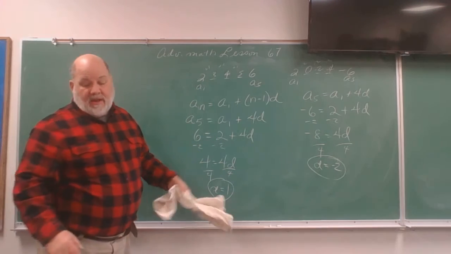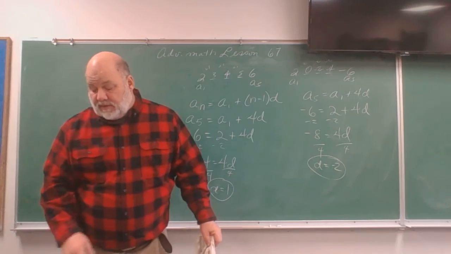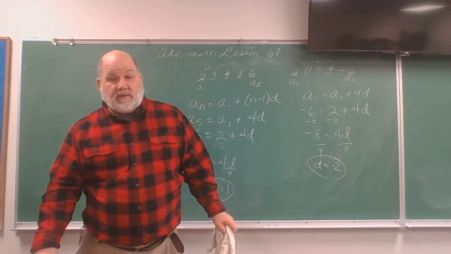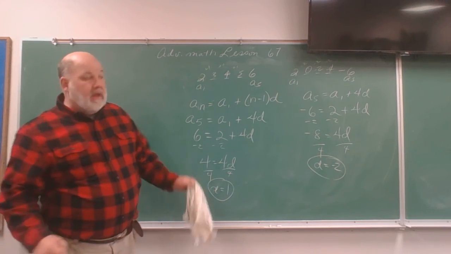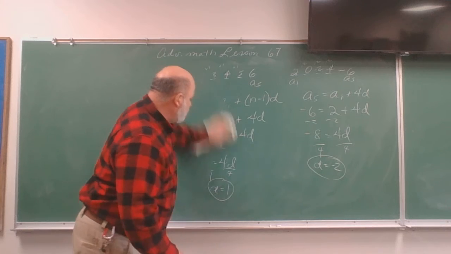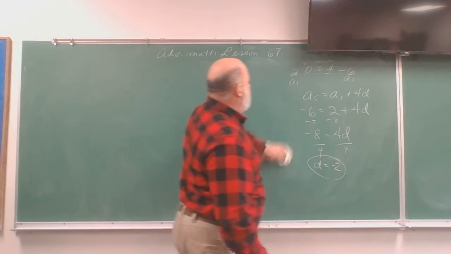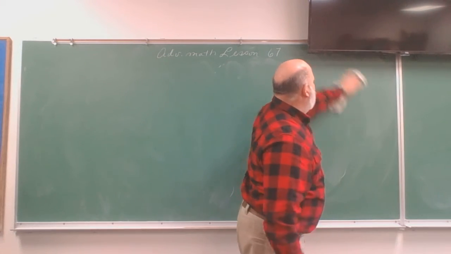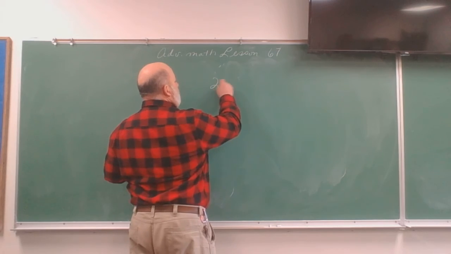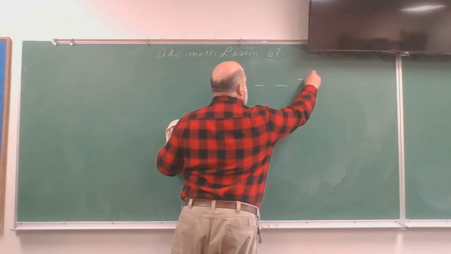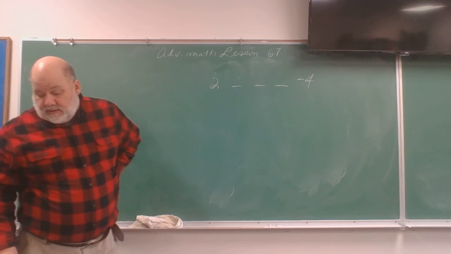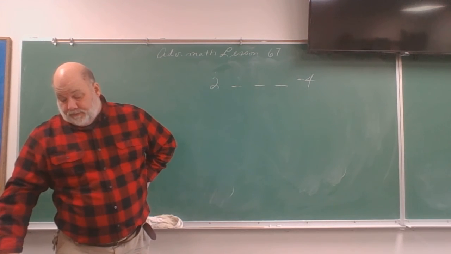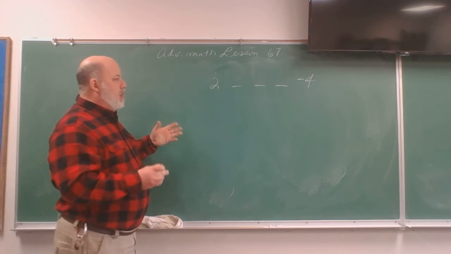Let's do the one they have in the book. This is the last example we have for this video. Bottom of page 335, example 67A3. Insert 3 arithmetic means between 2 and negative 4. Okay? That's a little bit different. We don't know the common difference.